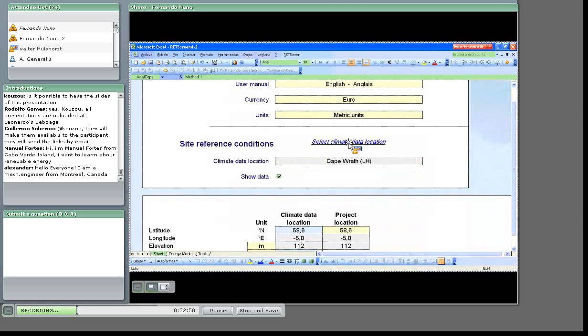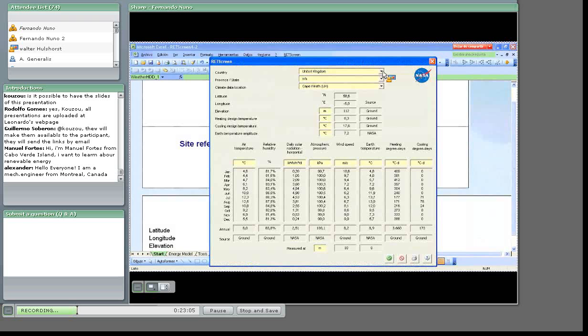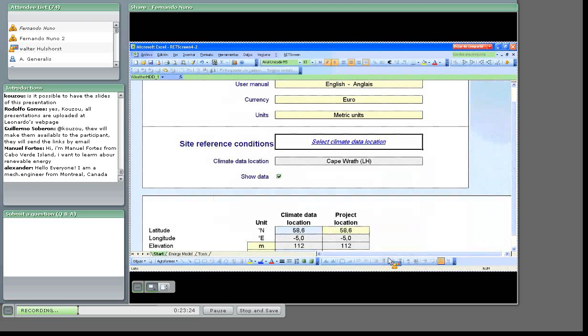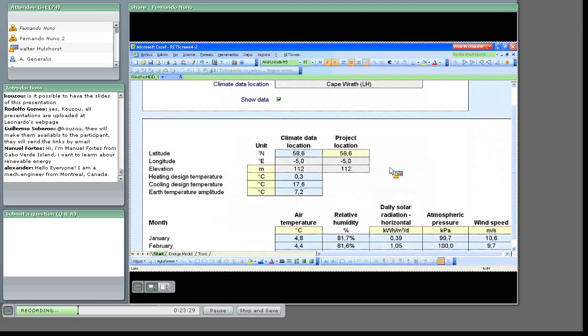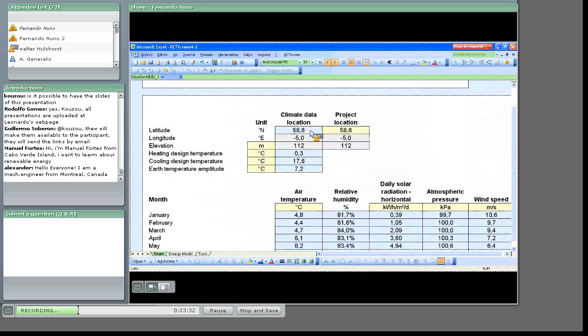For site reference conditions, we have a database. By clicking we can choose the country. So we choose the United Kingdom, and a particularly windy location in Scotland. So we have good wind speed there. Not so much solar irradiation, but there is a good wind speed. So we click OK. Then we have the possibility to see the data.